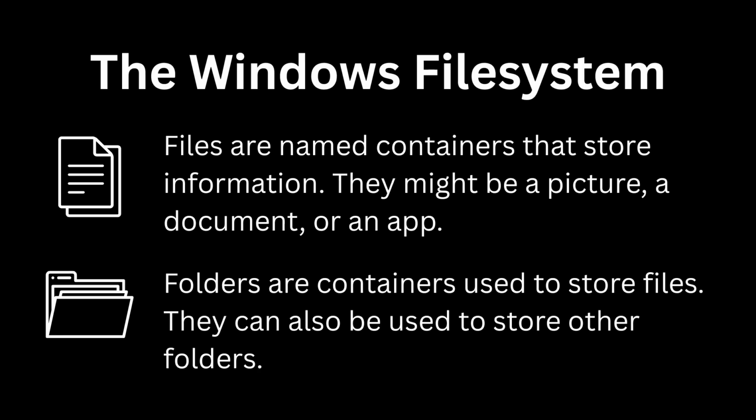Let's go over files and folders in Windows. Files are just containers with names that store information. This information might be a picture, a text document, or an app. Folders are just containers used to store files. They are like drawers in a filing cabinet. As well as files, folders can also contain other folders. For example, a folder for a game app might contain one folder for game art and another for sound effects.